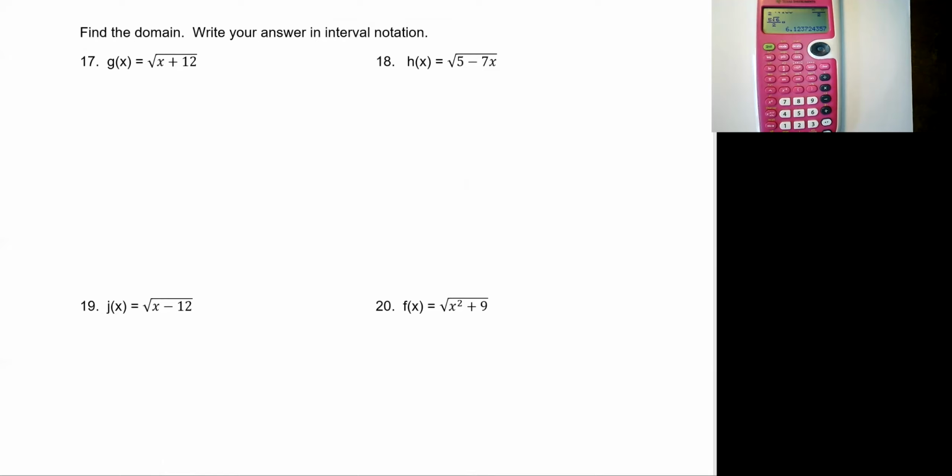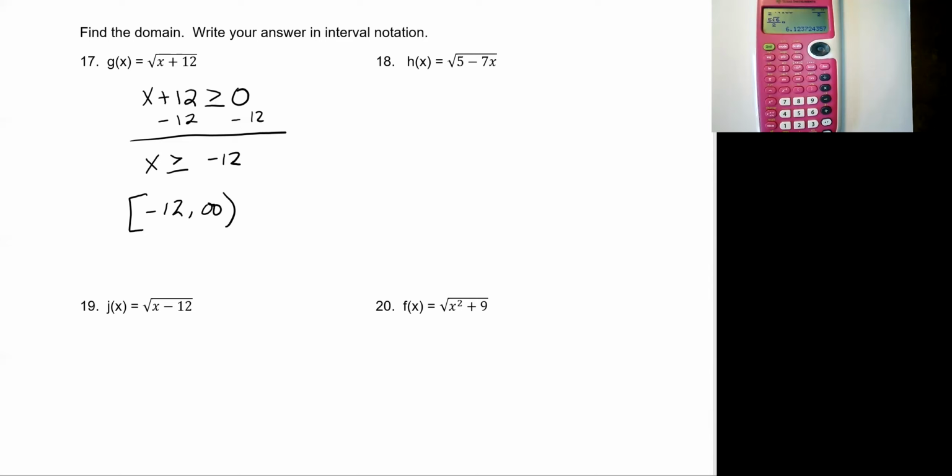So find the domain, write your answer in interval notation. So when working with square roots, to find the domain, you are always going to set the radicand greater than or equal to 0. We can take the square root of 0, but the square root of -1 is not a real number. And we'll venture down that lesson later on. So here we go. So we know that x has to be greater than or equal to -12. So we will include -12 to infinity.